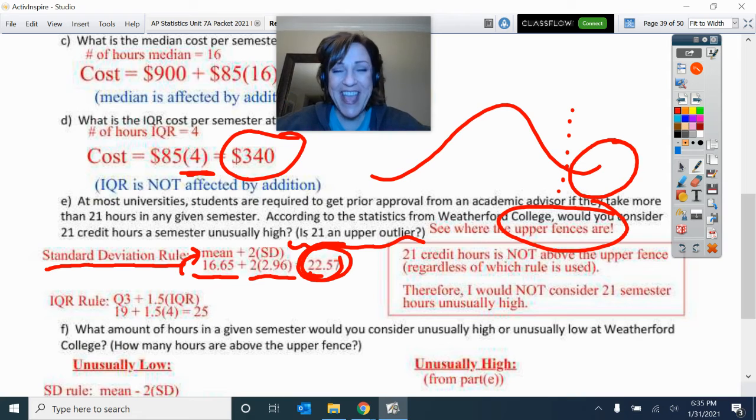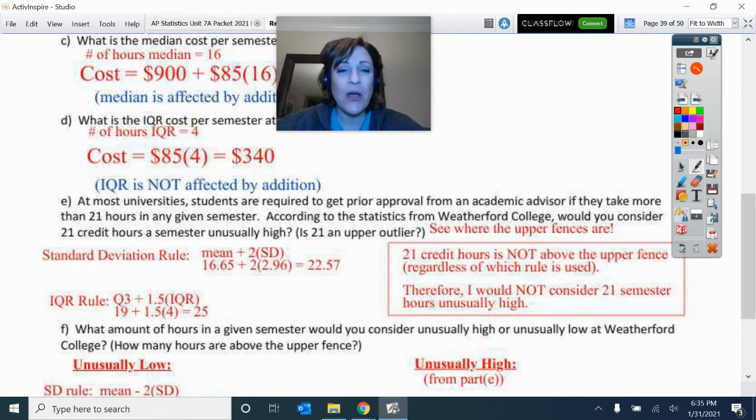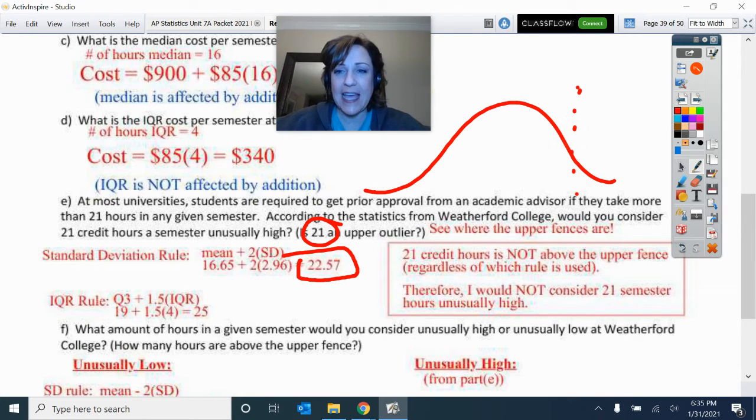Oh, but that's not what the question asked. The question asked, would 21 be considered an outlier? And the answer is no, because the fence is at 22.57 and the question is about 21. 21 is inside the fence. So 21 hours would not be considered an upper outlier.